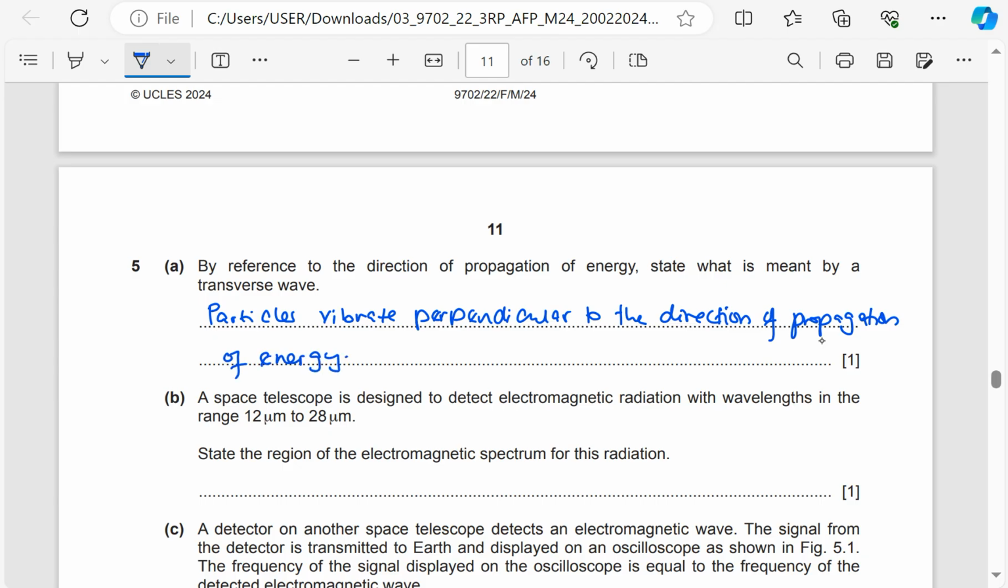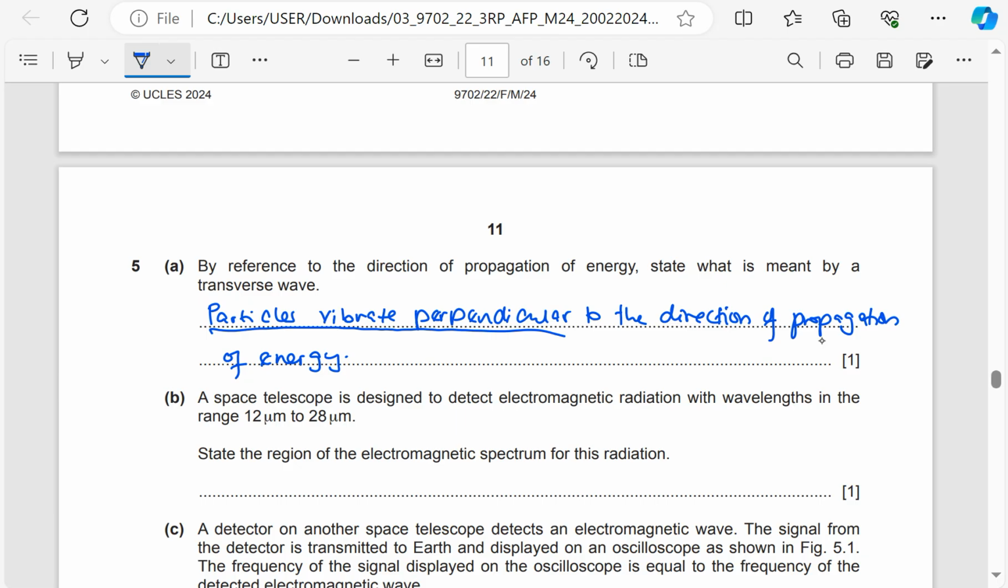That is a transverse wave. Remember, for longitudinal, it would be particles vibrating parallel. Do not forget to mention particles vibrating perpendicular to the direction of propagation of the energy. Next time it will be longitudinal. For longitudinal, particles vibrate parallel to the direction of propagation of energy.